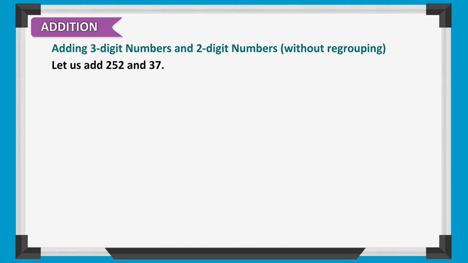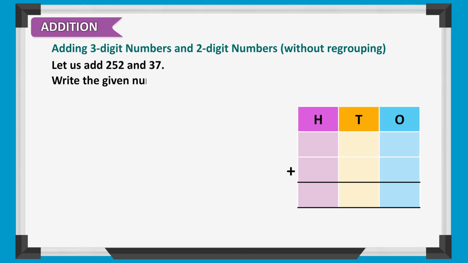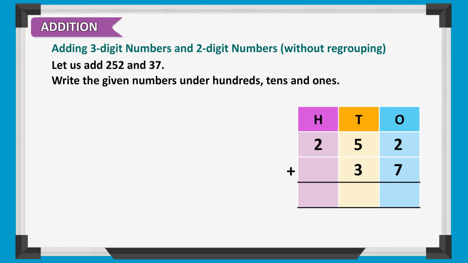Adding 3-digit numbers and 2-digit numbers without regrouping. Let us add 252 and 37. Write the given numbers under hundreds, tens and ones.